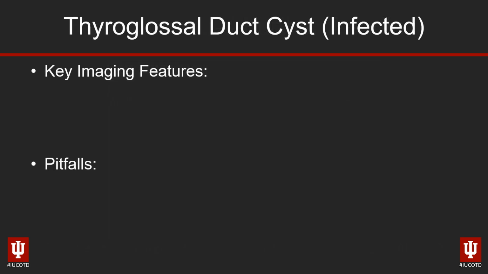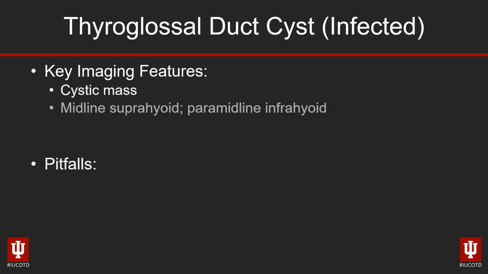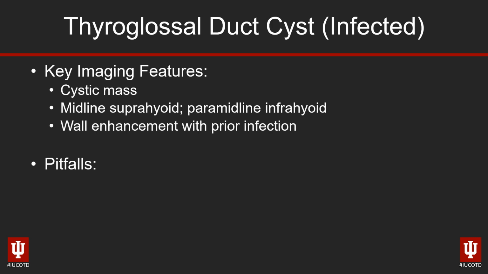Okay, so let's wrap this up. Again, this was a case of a patient who had an infected thyroglossal duct cyst. And the key imaging features to know are that this is going to be a cystic mass. In the suprahyoid neck, these are found in the midline. They can extend all the way from the foramen cecum at the base of tongue in the midline down to the level of the hyoid bone. Below the hyoid, they fan out either left or right into a paramidline location.